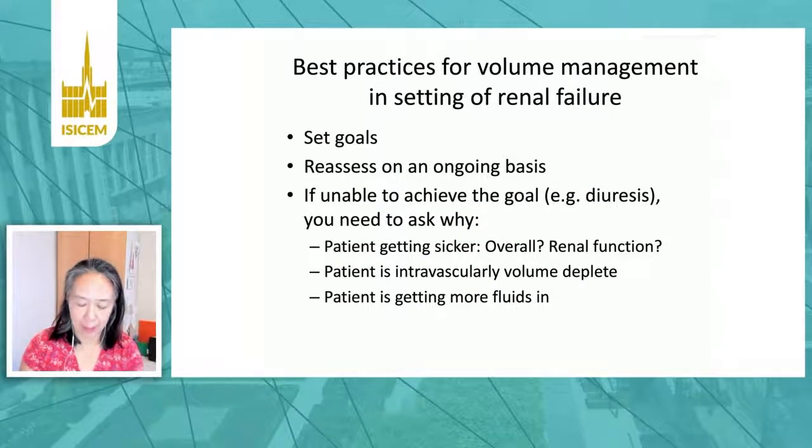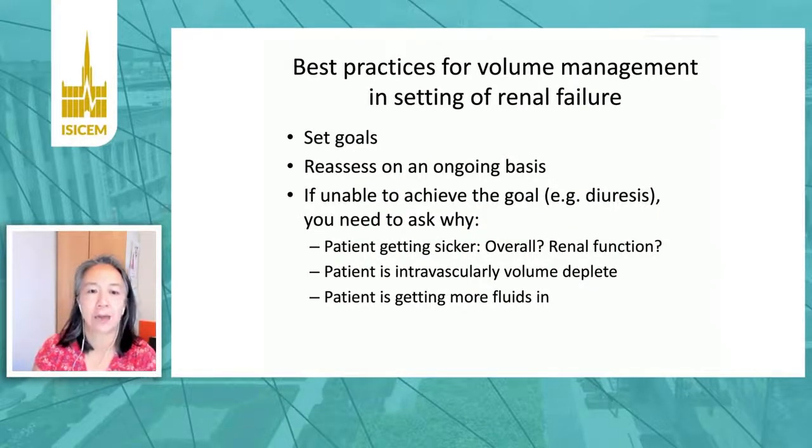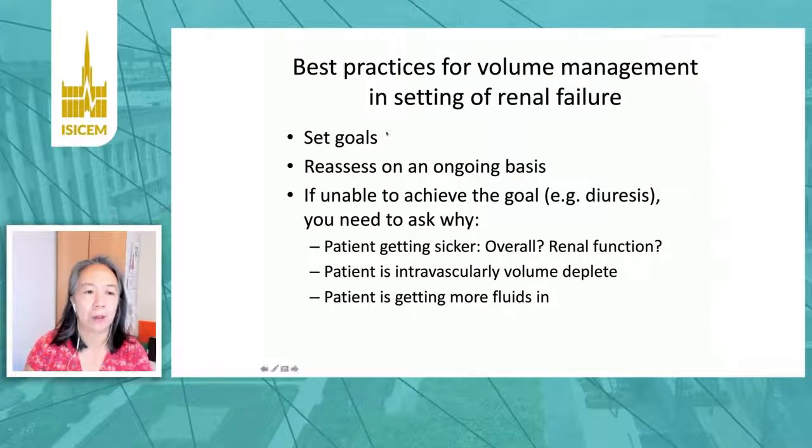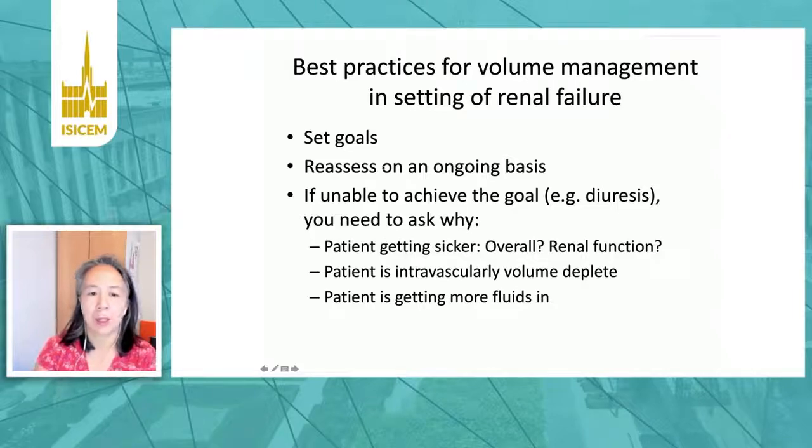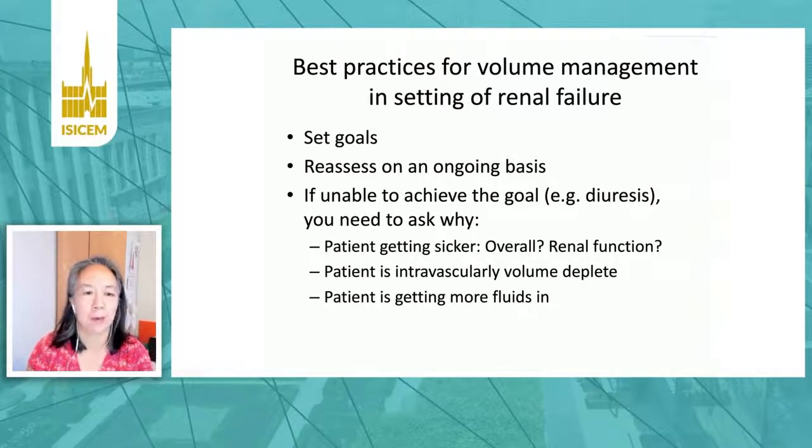So in terms of best practices for fluid management in the setting of renal failure, I would recommend that you set goals, but these goals need to be reassessed on an ongoing basis. You cannot let a 24-hour period go by. This may be an hour-to-hour or an every few hour assessment.